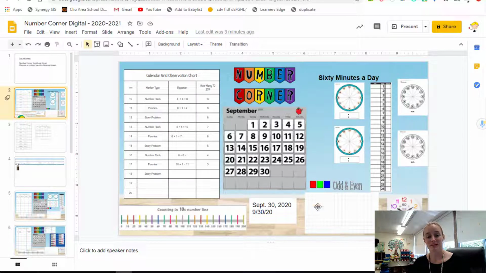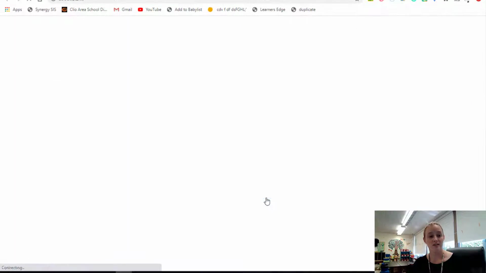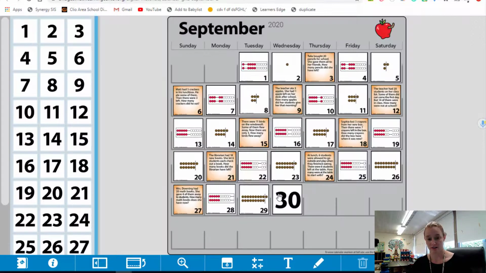Okay, when we're looking at our calendar, today is September 30th, 2020. If we wrote it out shorthand, we'd write it out 9-30-20. This is our last day of the month. So let's go ahead and go to our calendar collector for today.